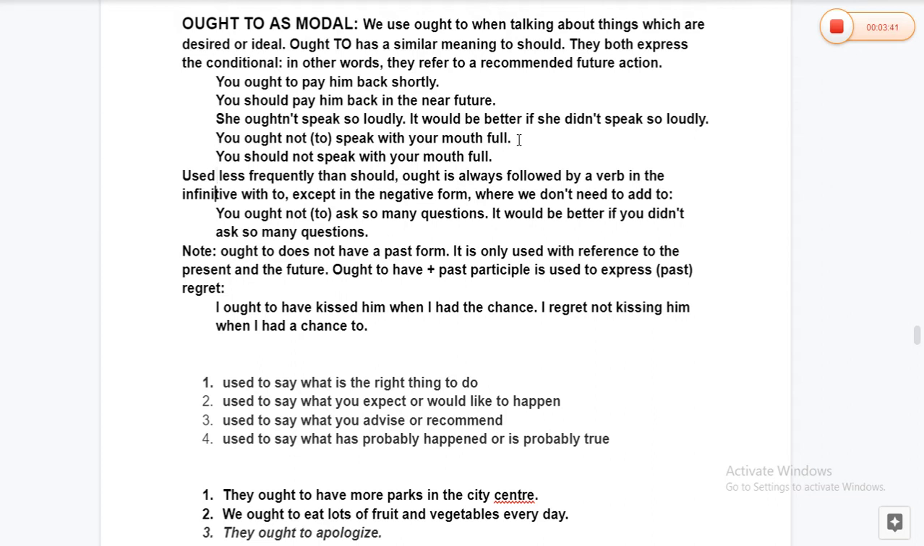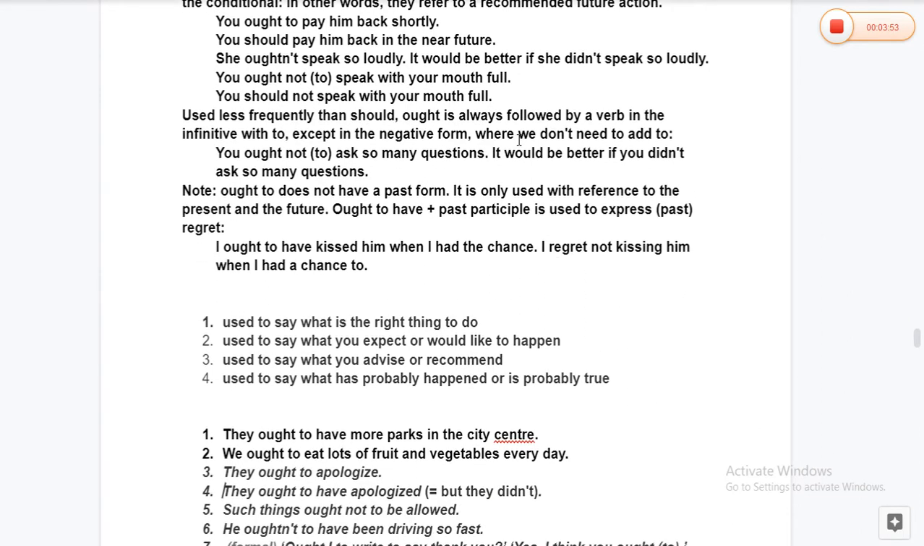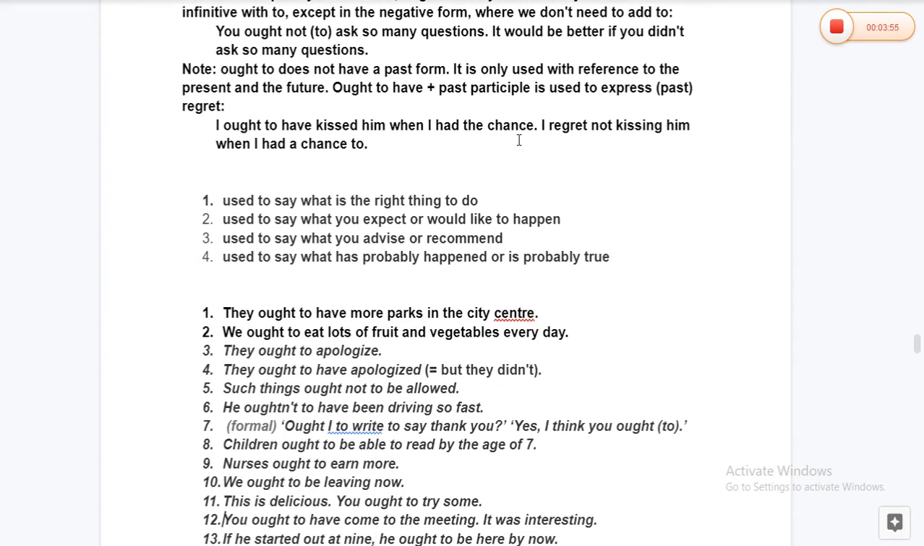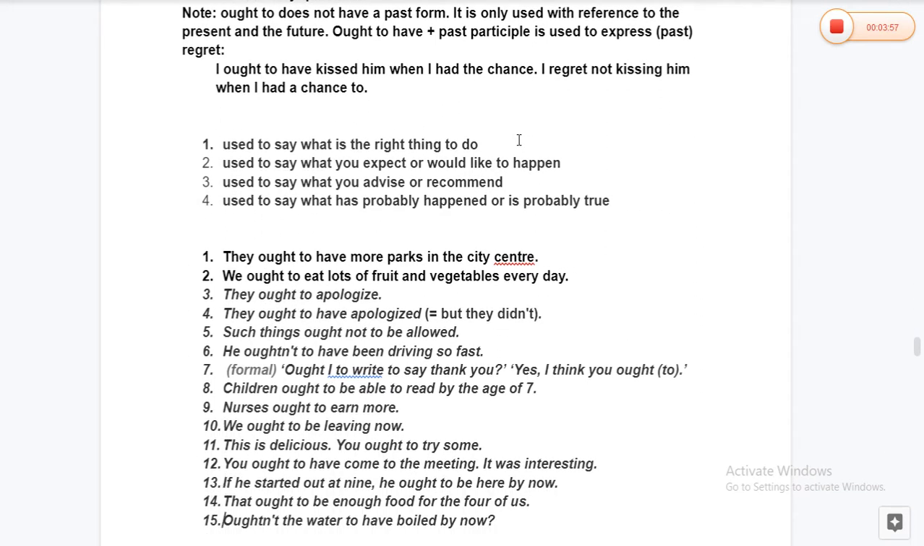Fine. I ought to have kissed him when I had a chance. I regret not kissing him when I had a chance to. Fine. So these are some usages of ought to, used to say what is the right thing to do.